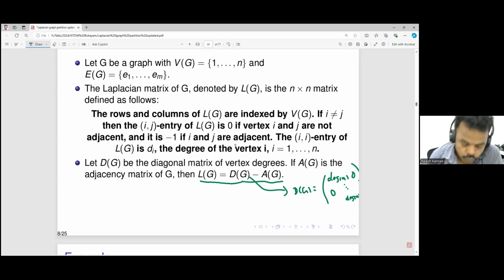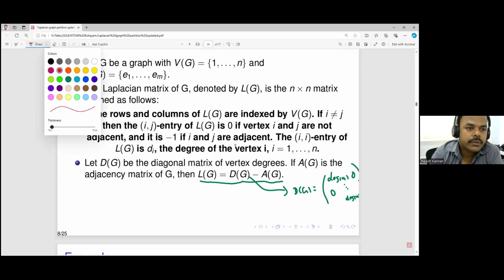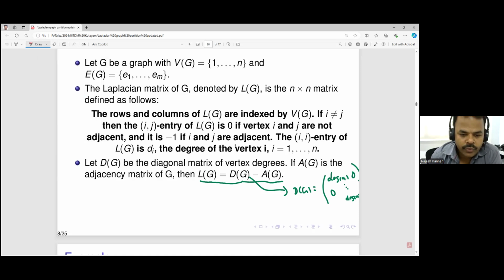Maybe just to motivate you, to show why this matrix is interesting, I will tell you just one application. I think most of you know Cayley's formula, right? What is Cayley's formula in graph theory? It concerns the number of spanning trees in the complete graph, Kn.